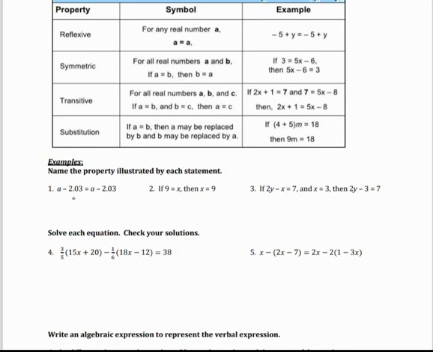So naming our property here. What has changed? Nothing. So it is what it is. That means reflexive. How about number 2? What's changed? The order on each side of the equal sign. So that's our symmetric property. Number 3, 2y minus x equals 7 and x equals 3. Then 2y minus 3. So what we did here is we took that x equals 3 and we plopped it right on in for x, otherwise known as substituting it in for x. So this is substitution.